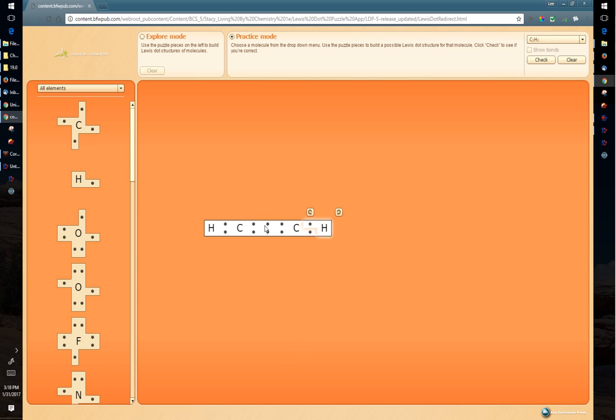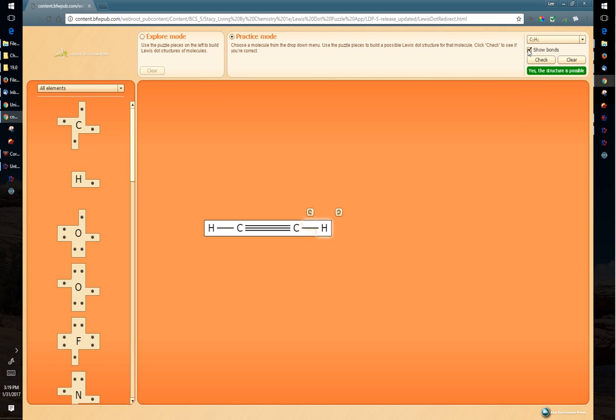So this we would call a triple bond between these 2 carbons, because they're each sharing 3 electrons. And we can check here and see if you got it right. And yes, the structure is possible. So that is what we're looking at here.